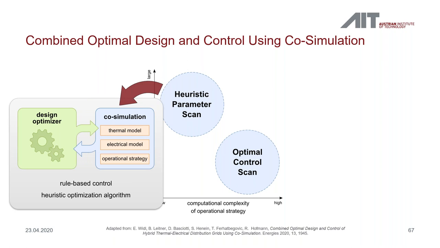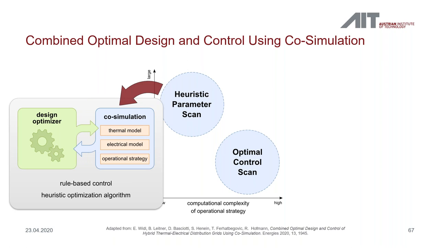This heuristic parameter scan is basically one way to look into such a system. So you see here a co-simulation. We set up a co-simulation with a thermal model, electrical model, and an operational strategy. The operational strategy here is using a rule-based controller. And this simulation as a whole is then linked to a design optimizer, which uses, for example, genetic algorithms to look for the best solution.